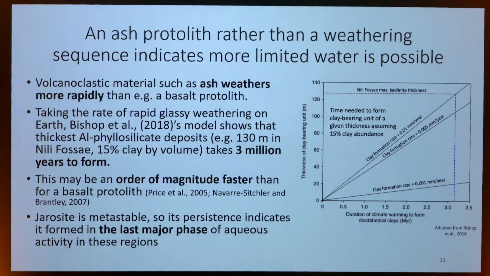I'll also note that jarosite is a metastable phase, so its persistence in the geologic record indicates that it likely formed in the last major phase of aqueous activity in these regions. So these kaolinite and jarosite units may be capturing the transition from wetter to more arid climates.